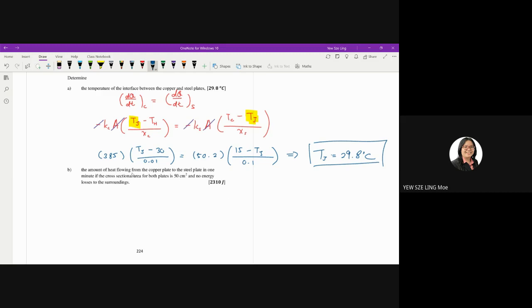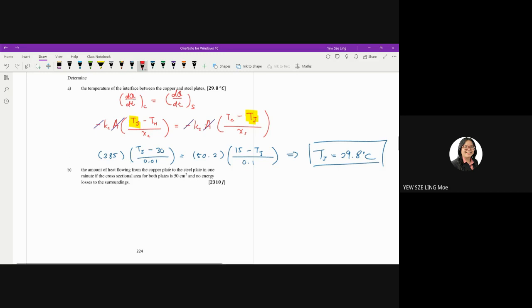Now, how am I going to solve these questions then? In this case, you want to find out what is the energy in the question. From copper, the amount of energy flowing from the copper plate to the steel plate in 1 minute. So you want to know dQ over dt.